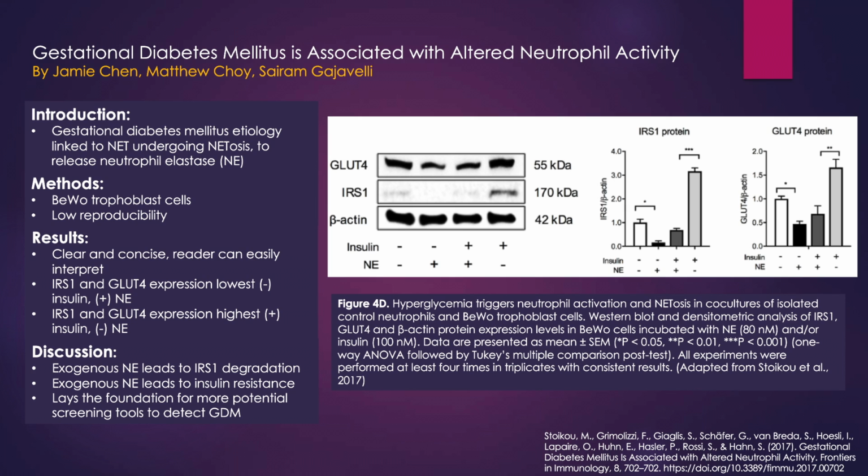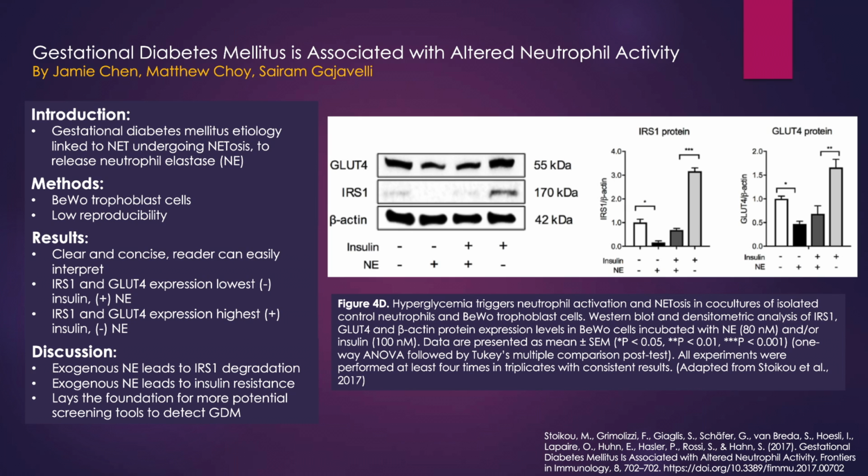For the results figure, the graph in the Western blot was neatly organized and formatted for it to stand alone. GLUT4 and IRS1 expression levels were the lowest in the absence of insulin with the presence of NE. However, they were the highest when the trophoblast cells were incubated in insulin, but in the absence of NE. The control condition displayed the second highest levels of both GLUT4 and IRS1, followed by the condition where trophoblast cells were incubated in both insulin and NE.